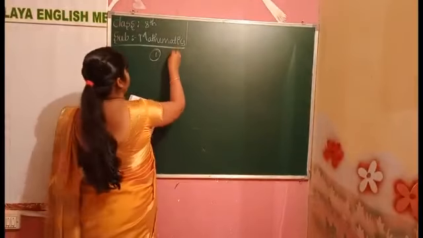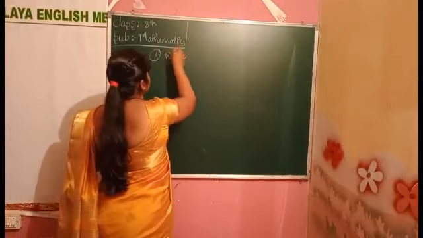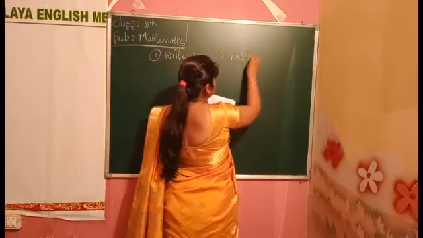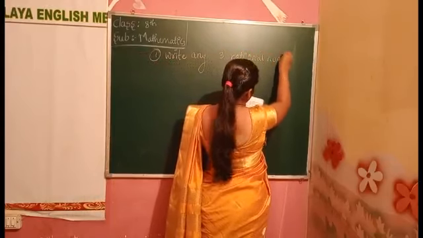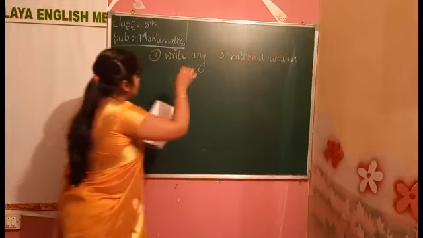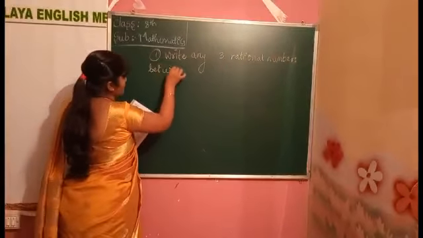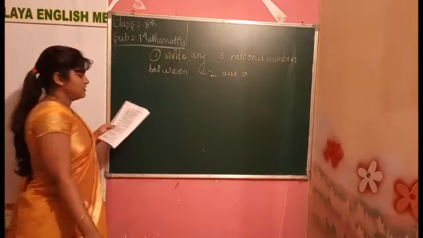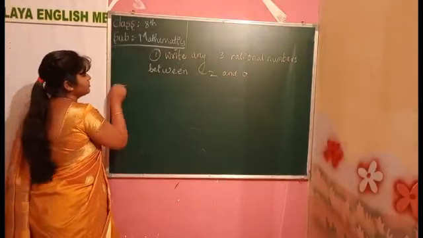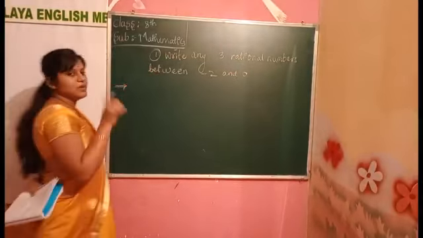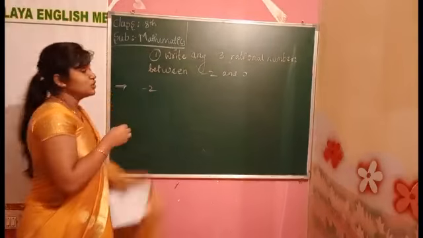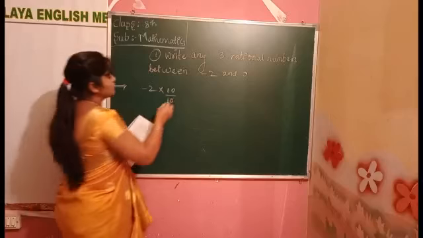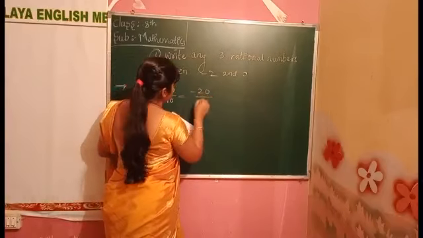Okay, for that, first one, write any 3 rational numbers between -2 and 0. Okay, -2 and 0, children. How do we have to write? First, what do we have to do? We have to multiply both numbers by 10. Yes, -2 multiplied by 10 for both the sides, 10 by 10 we have to multiply. So how much do we get, children? -20 by 10 we get.